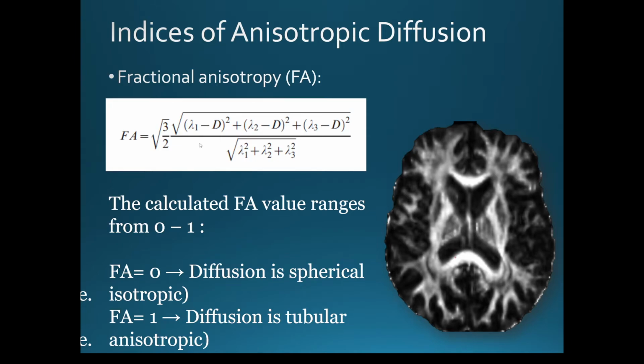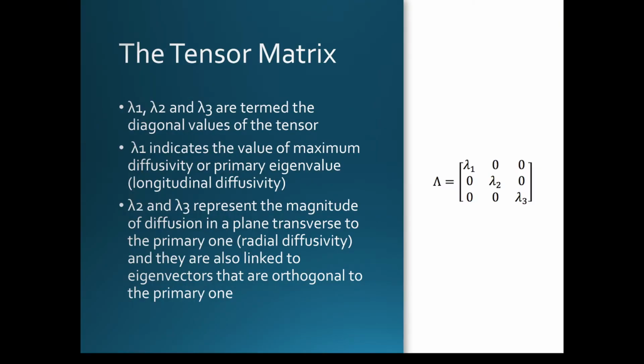And don't worry about this. You can calculate this by hand for every voxel, every speck in the brain. I've done it for a few. But again, we have software that'll do this automatically. But this will provide a value between 0 and 1. This is helpful because this will tell us what the shape of diffusion looks like.